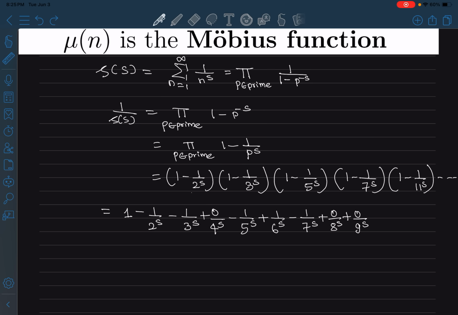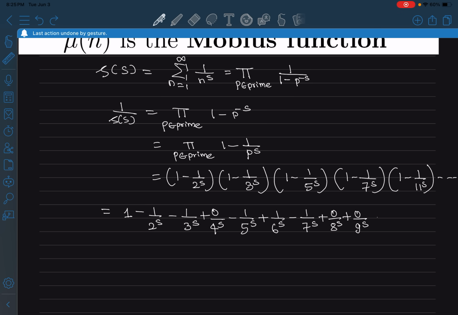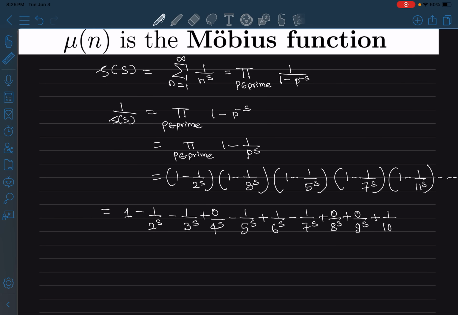But for 10, we can actually take minus 1 by 2 to the power s, minus 1 by 5 to the power s, and all other just ones, right? So that will give us plus 1 by 10 to the power s, right? And then we'll just get minus 1 by 11 to the power s, right? And for 12, we need 4 as well, right? Because that's 4 into 3.